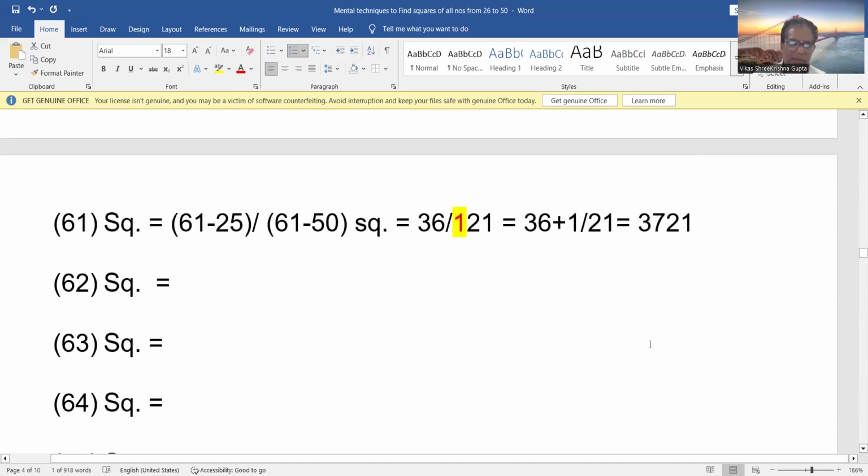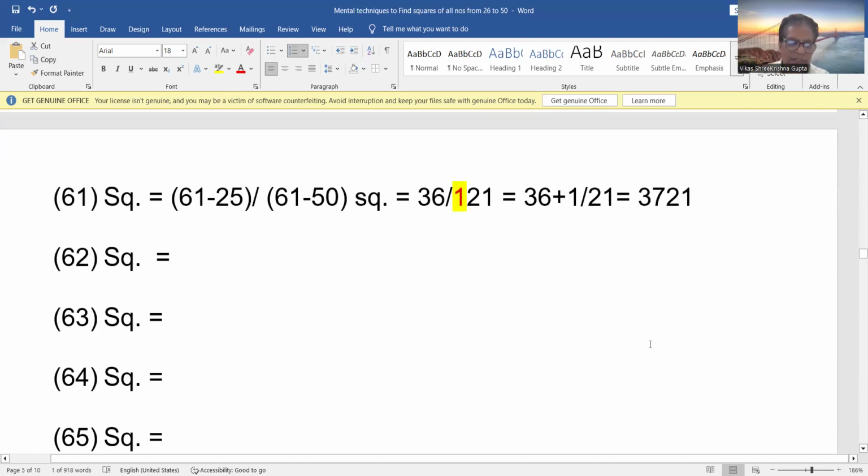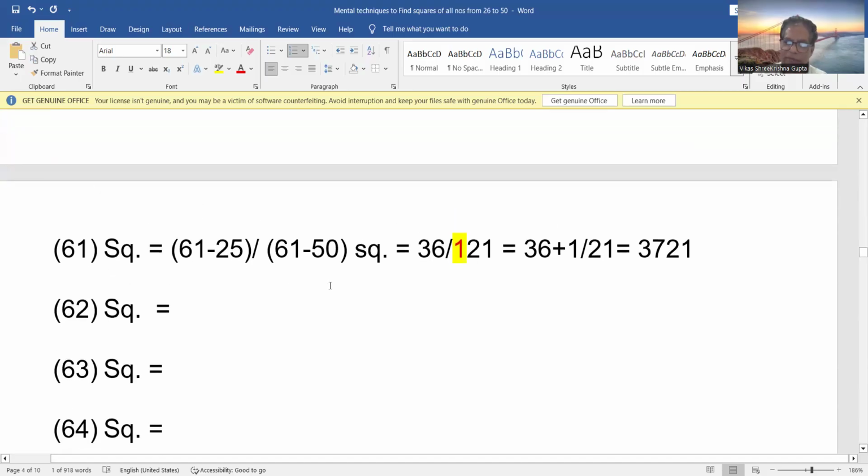3600. Now, in the same way, you find the square of all the numbers: 61, 61 minus 25, 61 minus 50. Remember, you have to subtract 25 for the left part, subtract 50 for the right part, and make the square of that. So 61 minus 25 is how much? 36.